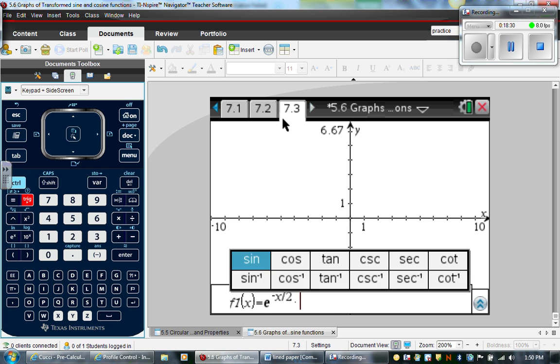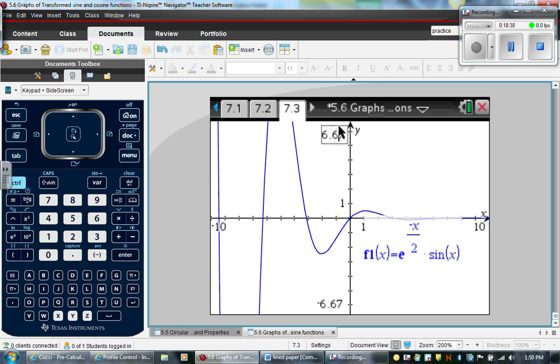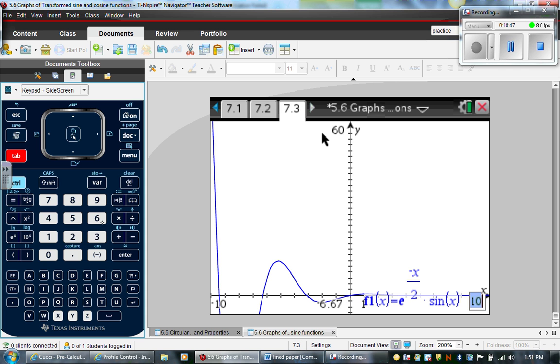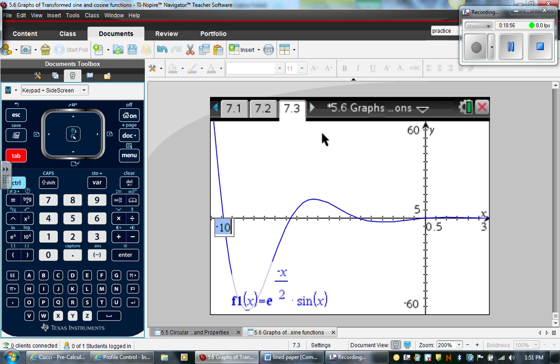times sine of x. This is what that damped oscillation actually looks like, and the window really is inappropriate for what we want, so I'm going to change that to 60. I'm going to make this a 3. I'm going to make the bottom, my y minimum, a negative 60. That spring drops down and comes back up, and then it starts to get smaller. That bounce gets smaller after time, and eventually it does come to a stop. So that's an example of damped oscillation.